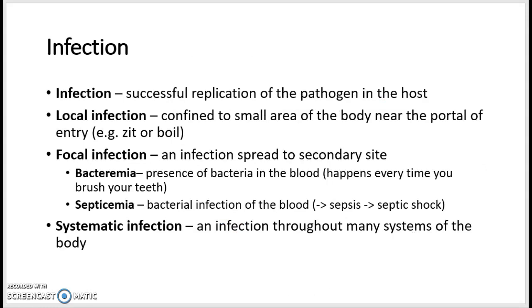The next stage of pathogenesis is infection. Infection is a successful replication of the pathogen in the host. A local infection is when the infection is confined to a small area of the body near the portal of entry. A focal infection is when an infection spreads to a secondary site. This includes infections such as bacteremia, which is the presence of bacteria in the blood, and septicemia is when bacterial infection begins in the blood.